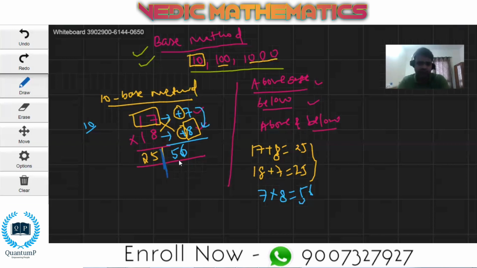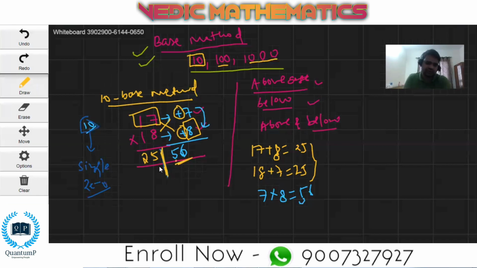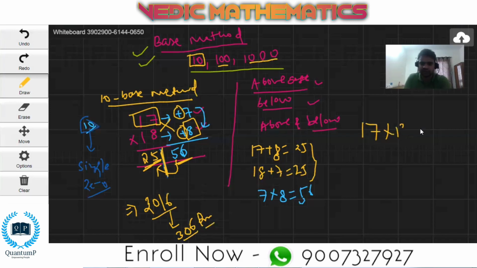If you observe closely, after this line we have 56, which is a 2-digit number, but we are doing 10 base, right? The 10 base has a single zero. So as 10 base has a single zero, we need to have only one digit after this line. I mean to say this 5 will shift to this side, so it will be added with 25. So 25 plus 5 is 30, and then after the line we have 6. If you assemble this, you'll get 3, 0 and 6. So the answer is 306. So you have got the answer of 17 times 18, which is 306, right?